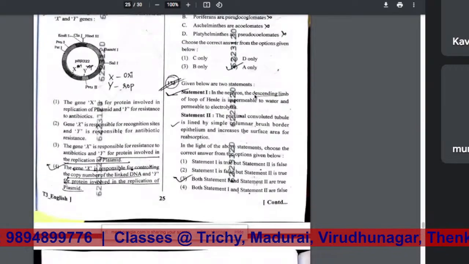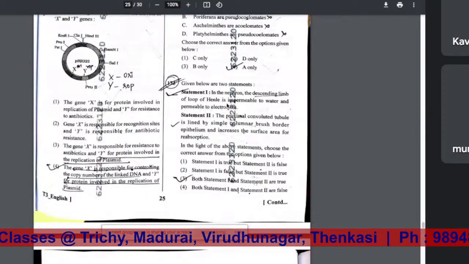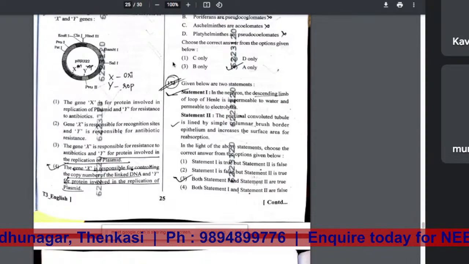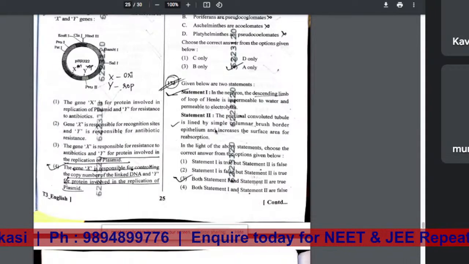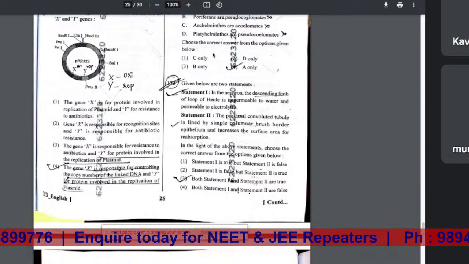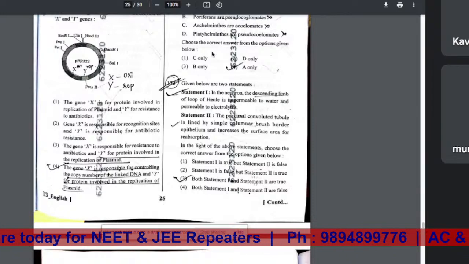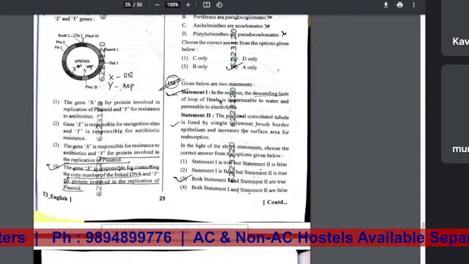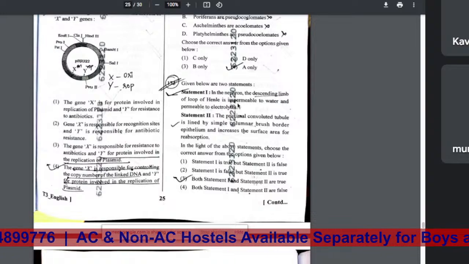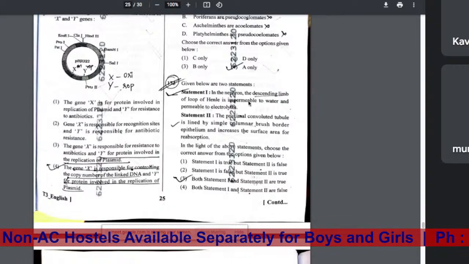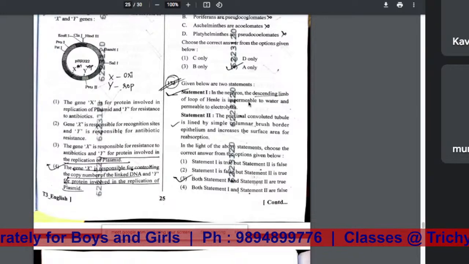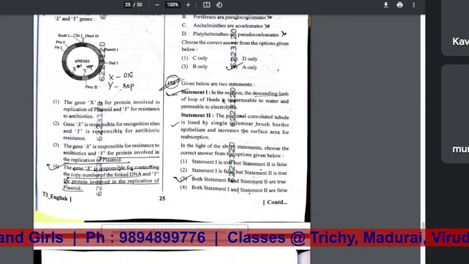In the nephron, the descending limb of loop of Henle is impermeable to water, you are saying. The descending limb is the one which comes down, and the ascending limb is the one which goes up. So if you're talking about 173, the first statement happens to be wrong because the descending limb is permeable to water and the ascending limb is impermeable to water. So statement 1 is wrong.